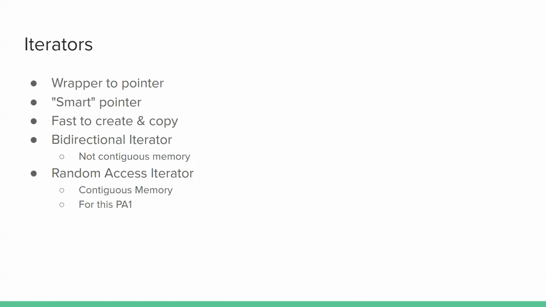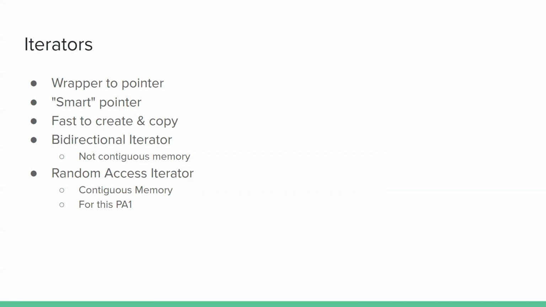So now, a brief step into iterators. Iterators are just a wrapper to a pointer. They are what I like to call a smart pointer. If you know the differences between an array and a vector, it's basically the same thing. Just like an array is a bit dumb, while a vector is smarter. Similarly, a pointer is dumb, while iterators are smarter. Because they're just a basic wrapper to a pointer, they're fast to create and copy.